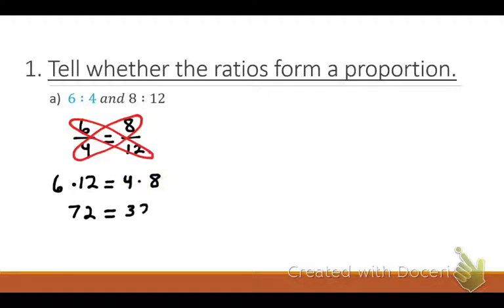Guys, does 32 equal 72? No, it does not. So take your red pen. I want you to put a little slash through it. What that says is 72 does not equal 32. So in question number 1, it says, tell whether the ratios form a proportion. Do they? Yes or no? No, they do not because they're not equal. So you're going to go ahead and box in the word no.